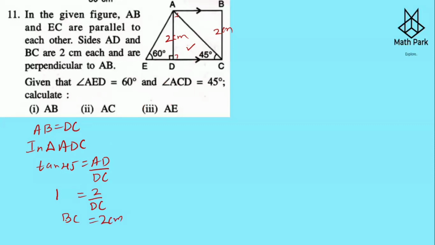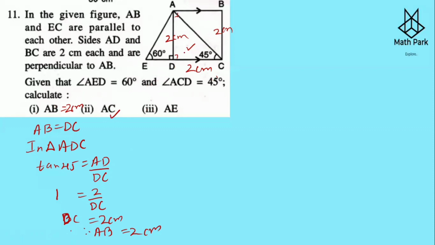Since DC is equal to 2 centimeter and DC and AB are equal, therefore AB is equal to 2 centimeter. So AB is 2 centimeter. We did the first part. Now let us start with the second part, that is AC.